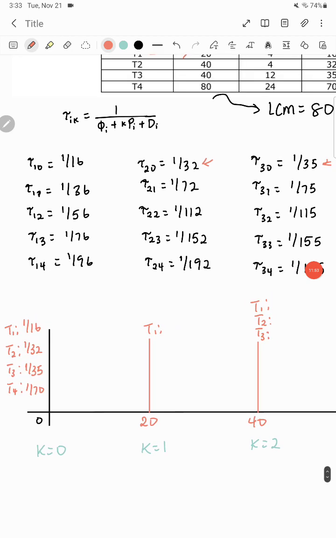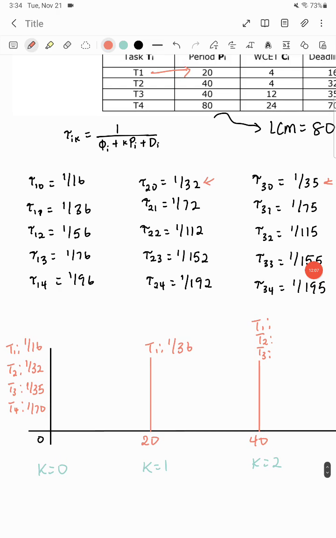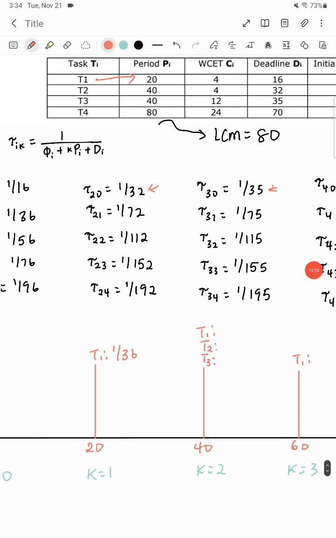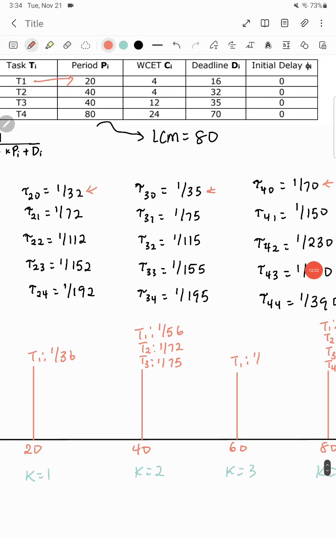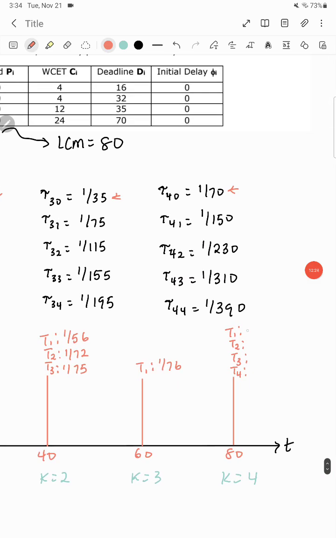Now, at k equal to 1, your priority for T1 is 1 over 36. We see that there is no priority there right now for the other ones. So at k equal to 2, T1 is 1 over 56. And the next one is 1 over 72. The next one is 1 over 75. This is 1 over 76. And at the last one, 1 over 96, 1 over 112, 1 over 115, and 1 over 150.